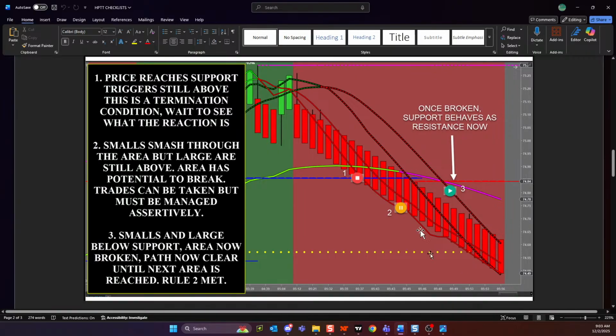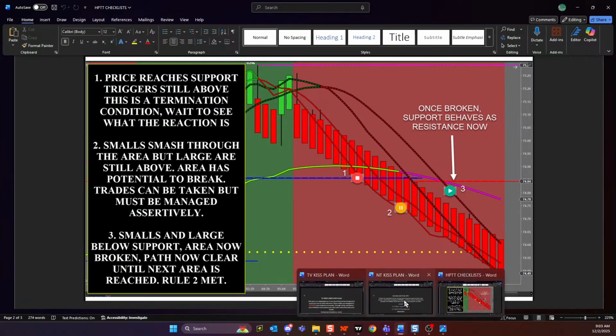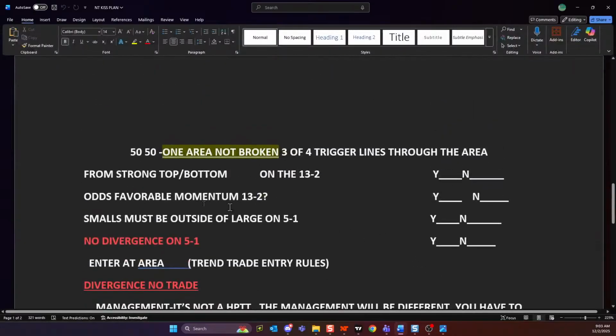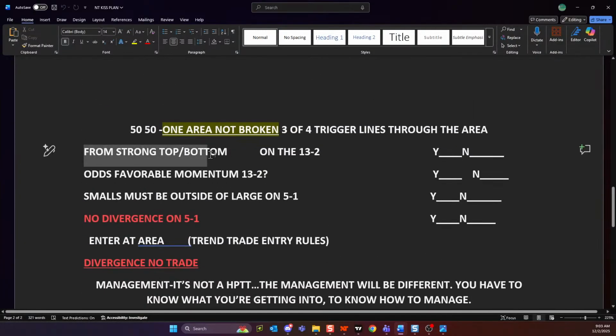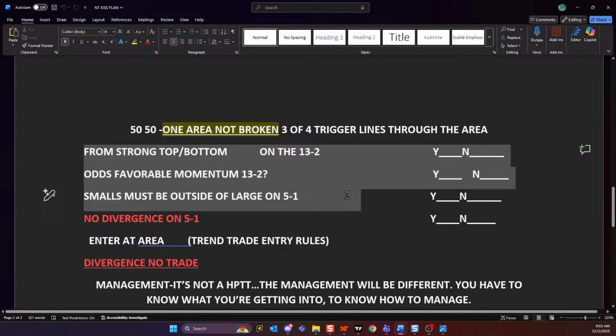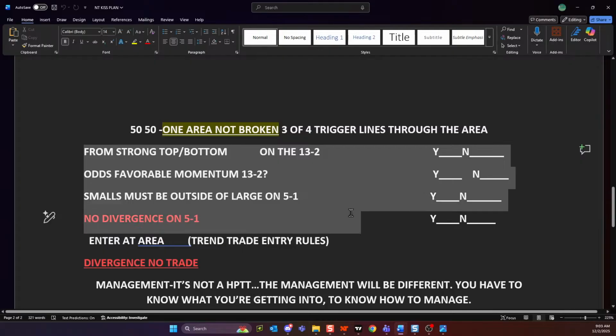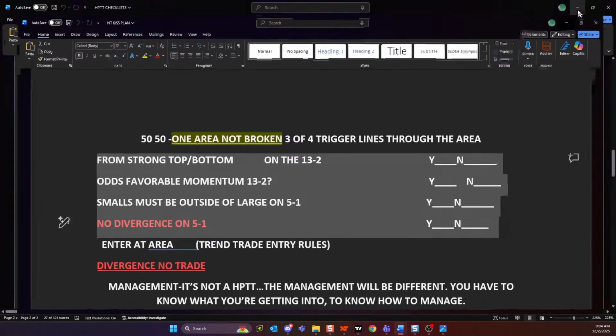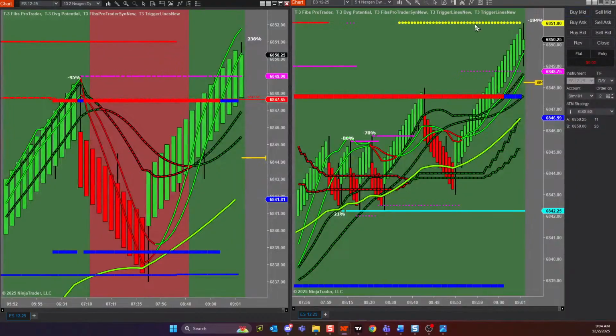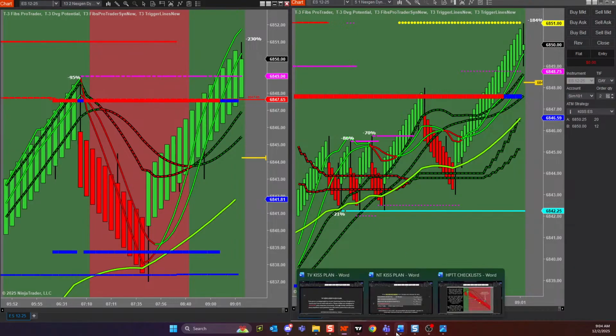And a medium probability trade means that it's not perfect. And it means that we are going to have to be from a strong top or bottom, that we have momentum on both charts, and there is absolutely no divergence present. This is our checklist for entry. So as we look at that market, we're going to say if divergence prints, can't do it. Don't have 3 triggers through. Can't do it. Once again, sitting on our hands.